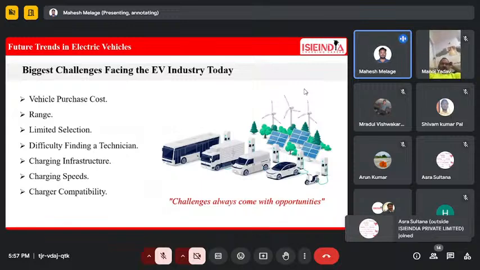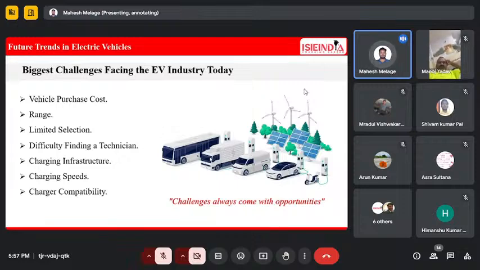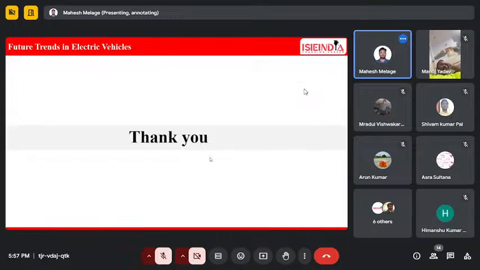The next disadvantage is the timing, because charging the electrical vehicle at normal speed takes approximately 4 to 5 hours. These are the disadvantages or challenges of the electrical vehicle.